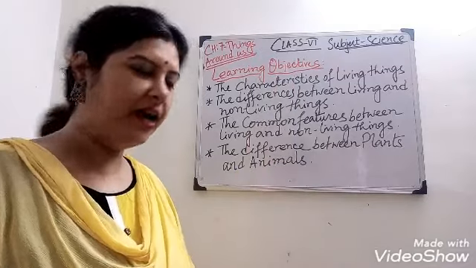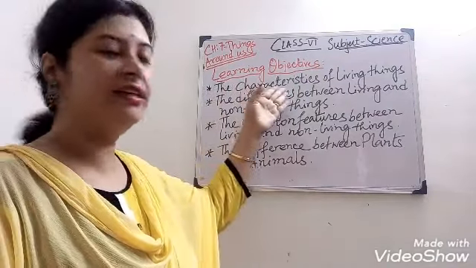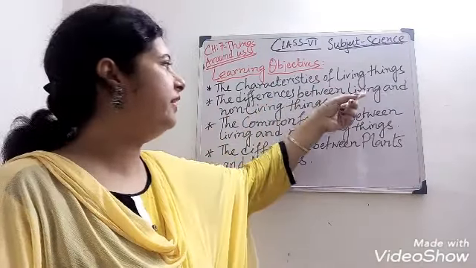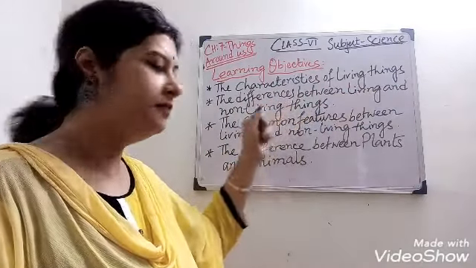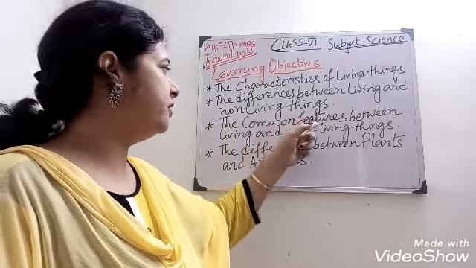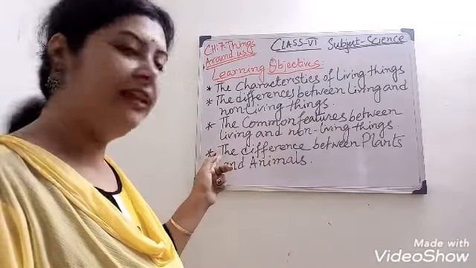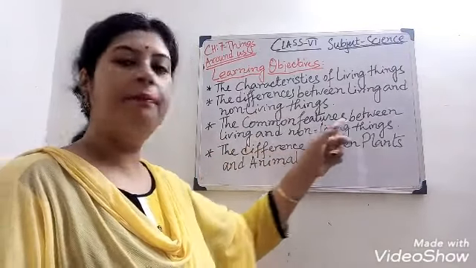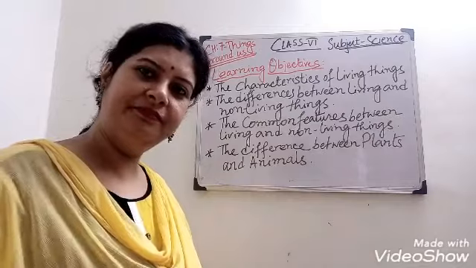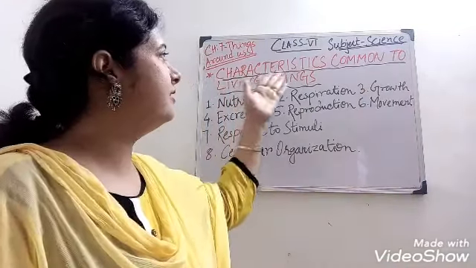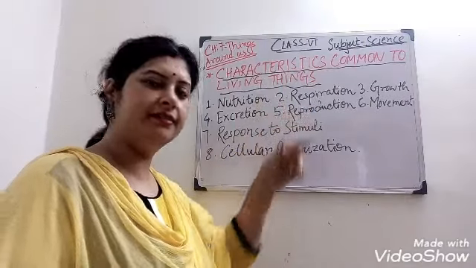In today's science class, we will discuss chapter number 7, Things Around Us. Learning objectives are the characteristics of living things, the difference between living and non-living things, the common features between living and non-living things, and the last one, the difference between plants and animals. Now our first topic, characteristics common to living things.